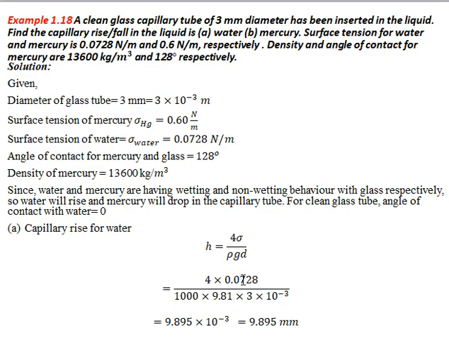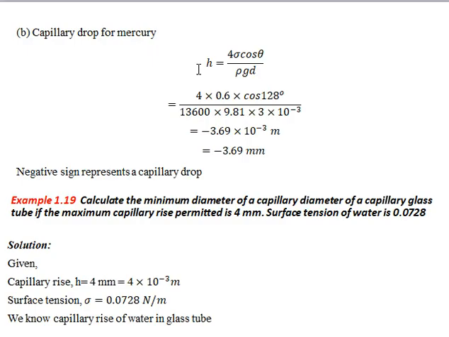Since in the water case the cos theta value can be taken as 1, the h value has been taken like this, whereas for mercury the angle theta has been taken as 128 degrees.